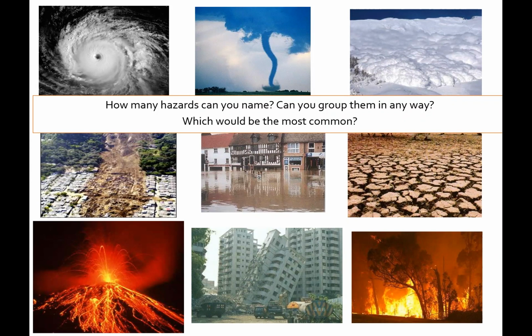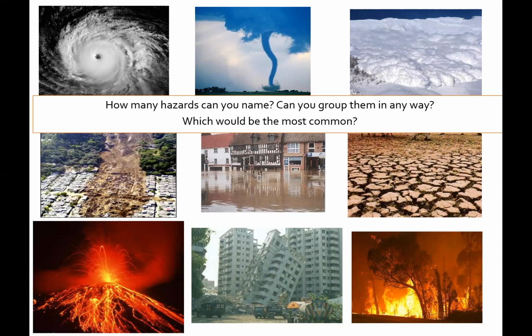So this first one, this is a tropical storm or a hurricane as you might know it. We then have your tornado. Over here we have an avalanche. Down here we have a landslide, flooding, drought, a volcano, an earthquake, and wildfire.